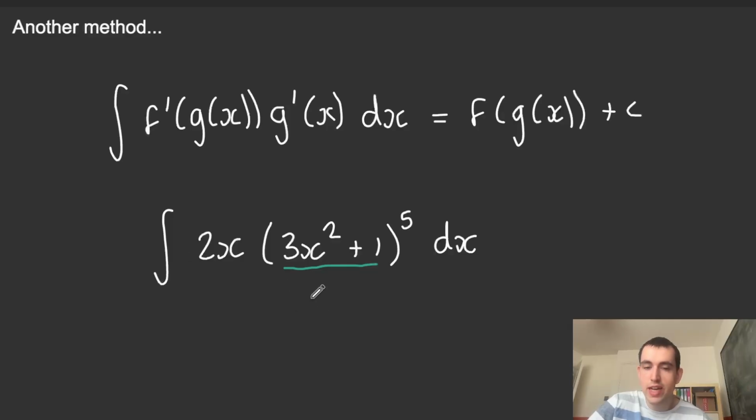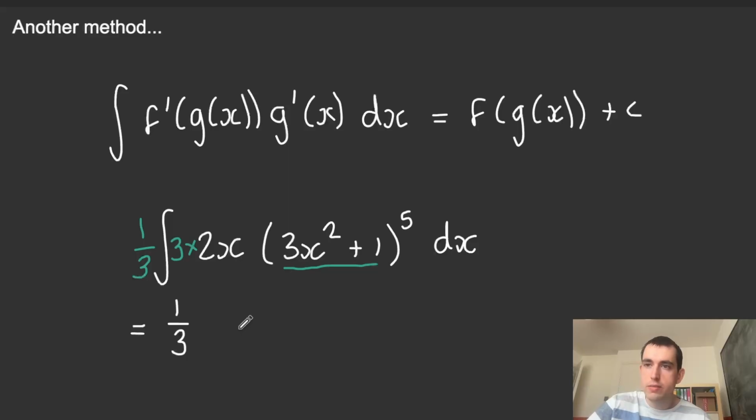Nope, not really. So what do we have to times by or add on in order to make that true? Well, the derivative of 3x squared plus 1 is 6x. So we need an extra factor of 3 here, which means we need to divide by 3 here. So the answer will be 1/3.